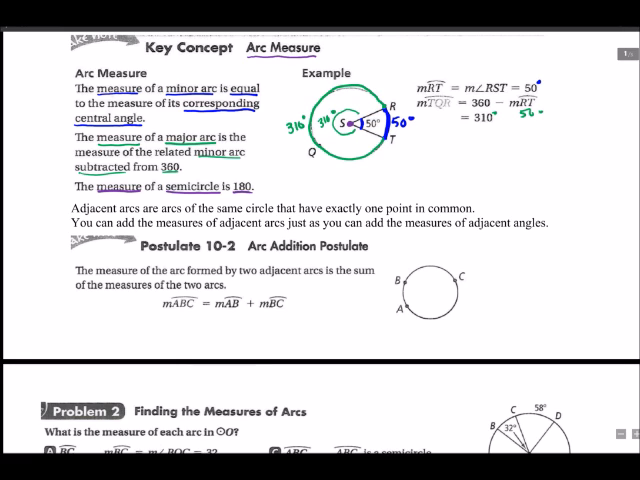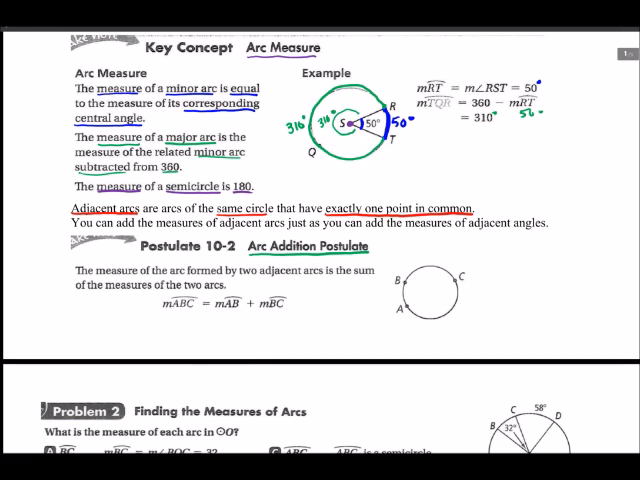All right. Adjacent arcs are in the same circle and have exactly one point in common. Now that makes sense, doesn't it? It's just like adjacent segments, adjacent angles. Adjacent arcs have one point in common. Well, what are we going to do with that? Look, it's one of our old friends. We have another addition postulate.